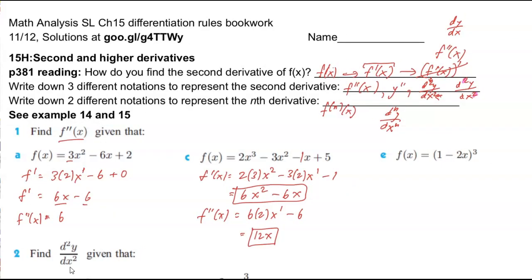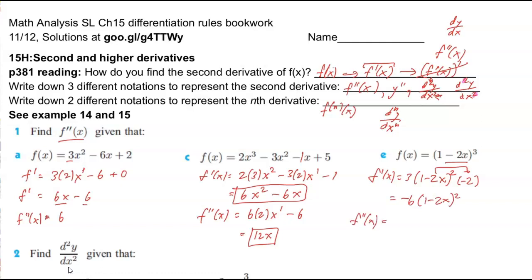F of x equals this. First derivative, let's use the chain rule. Function inside of a function. The outside function is cubed, so we're going to bring the 3 down. We leave the inside the same, and then we lower the exponent by 1. Then we take the derivative of the inside. It would just be negative 2. Let's simplify so that it's easier to do the second derivative. There we go. Now let's do the second derivative.